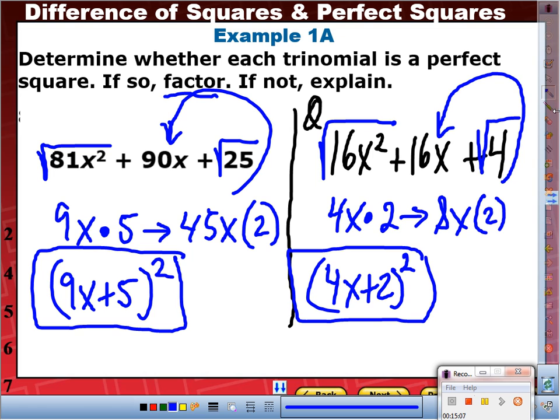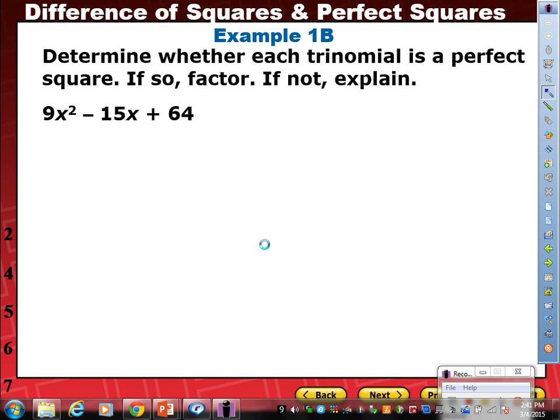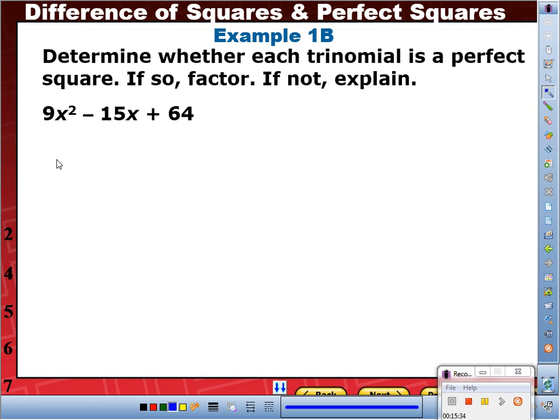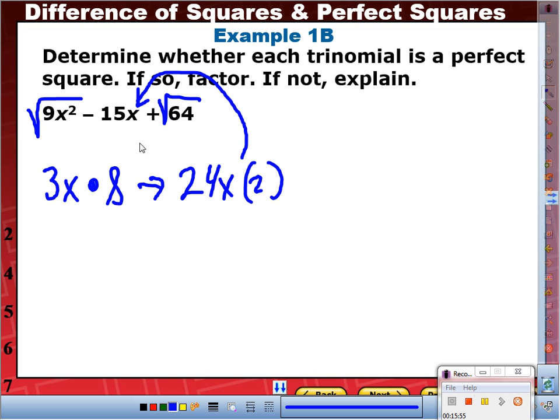Okay? Copy this next one. You don't have to copy the instructions anymore, just copy the trinomial, please. Example 1b, 9x squared minus 15x plus 64. Let's do this one together. See if it's a perfect square trinomial. So what is the process? What is the square root of the first? 3x. What is the square root of the last? 8. What is 3x times 8? 24x. And if we double that, does that give us the middle term? So then this one is not a perfect square.